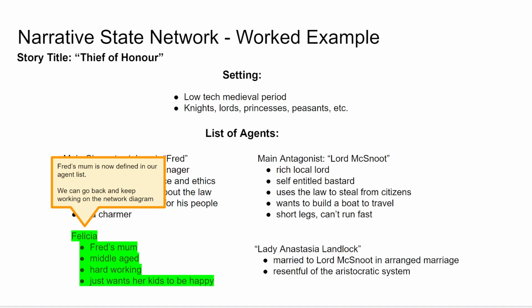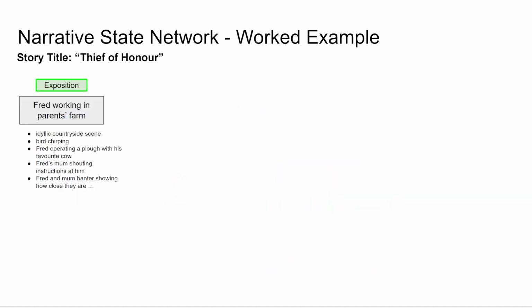And then once we've registered Fred's mum, we can go back to our state network diagram. That's its current state. Now we can proceed and add changes. So basically this is the current state. What's going to happen? We need to think about catalyst events that would lead to other states.